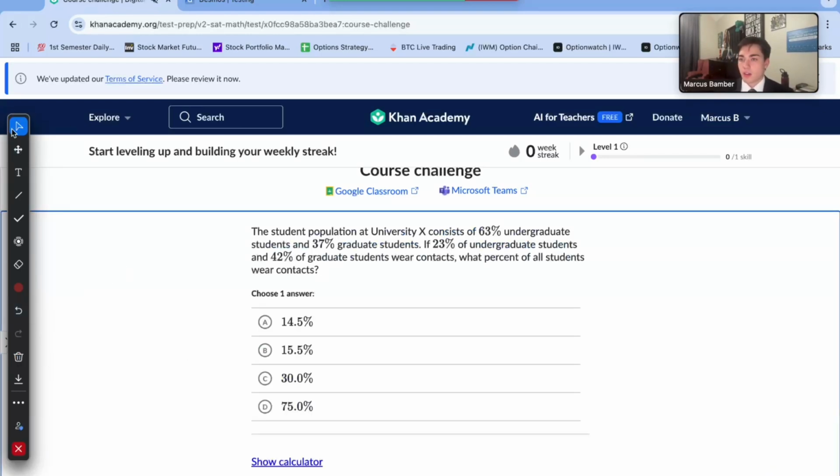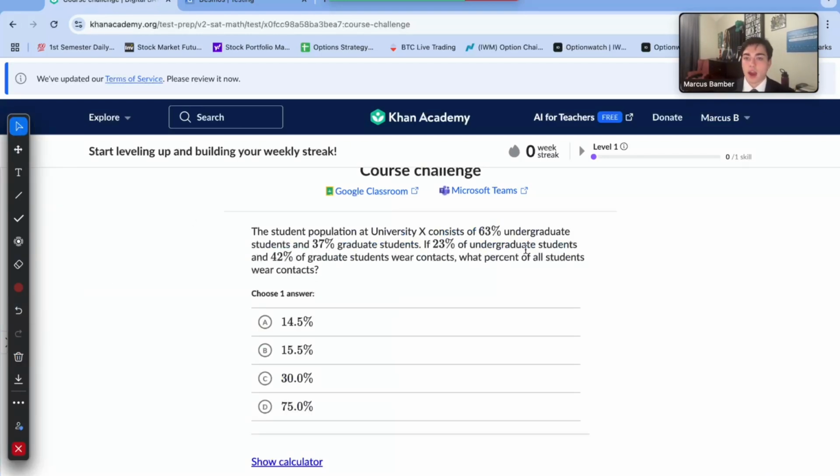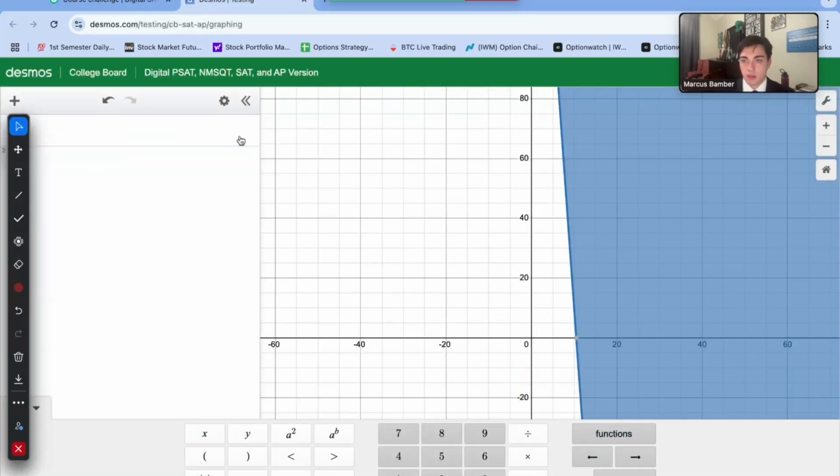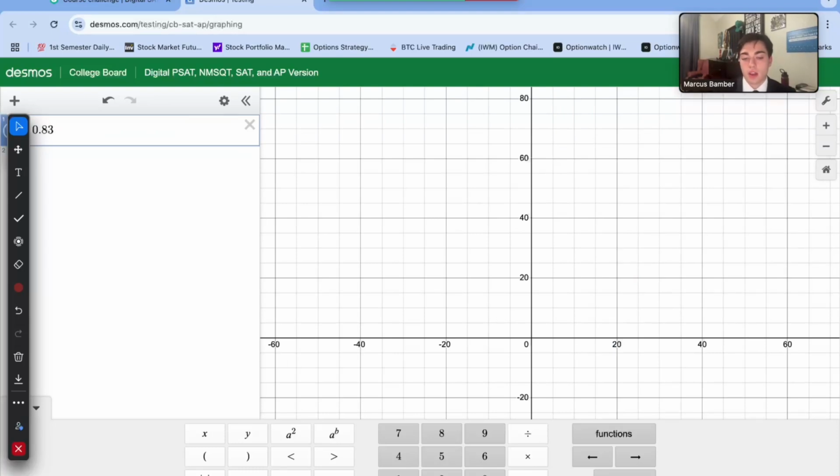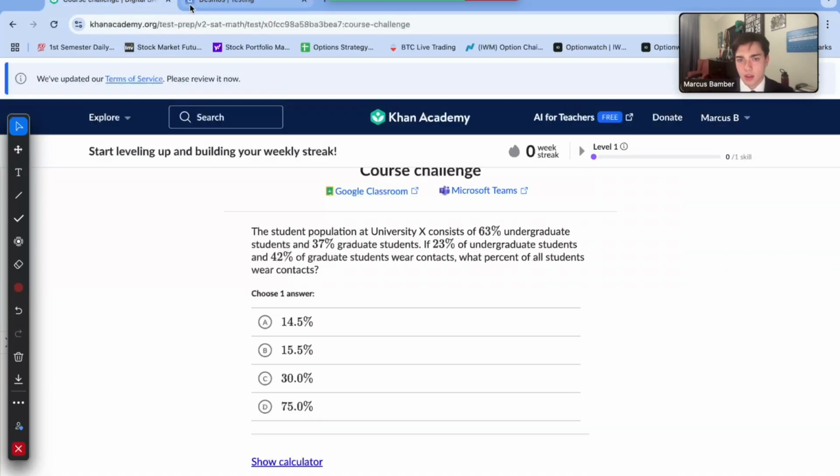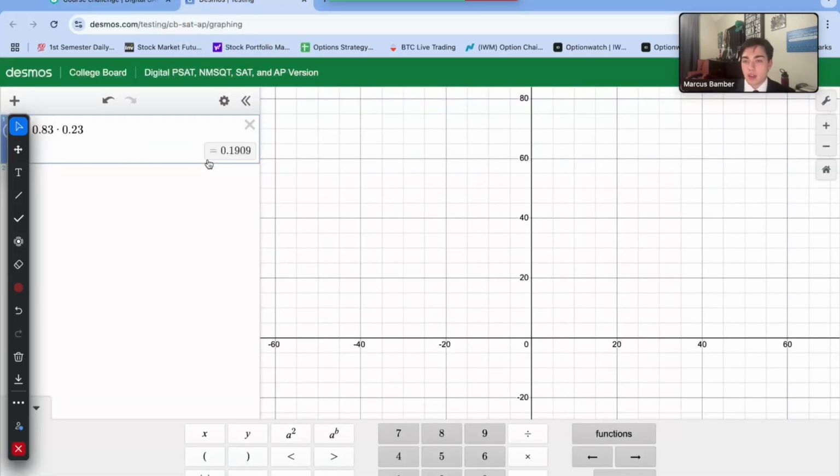The student population at University X consists of 63% undergrad and 37% grad. If 23% of the undergraduate students and 42% of the graduate students wear contacts, what percent of all students wear contacts? So first, we're going to take 23% out of the 63%. So we're going to do 0.63 times 0.23. Yep, times 0.23. So we can see 19% of all students wear contacts and are undergrad.